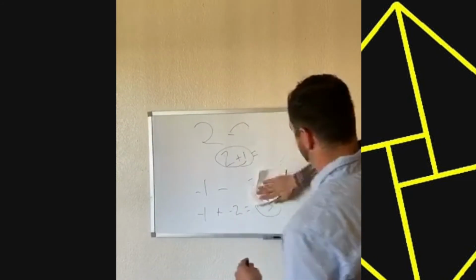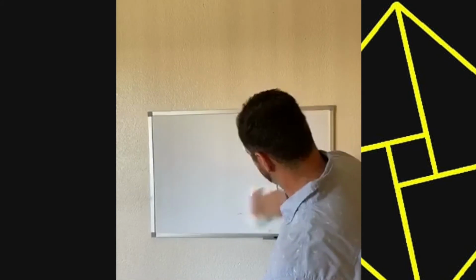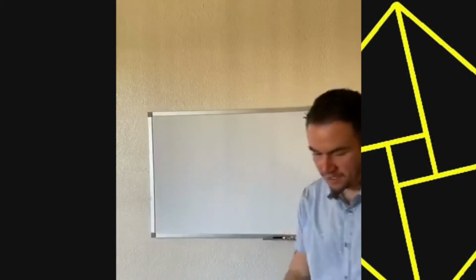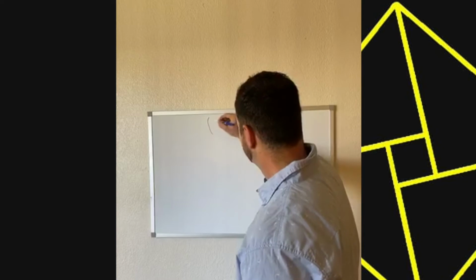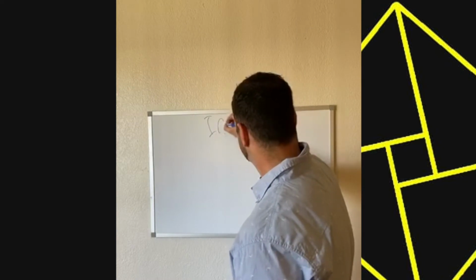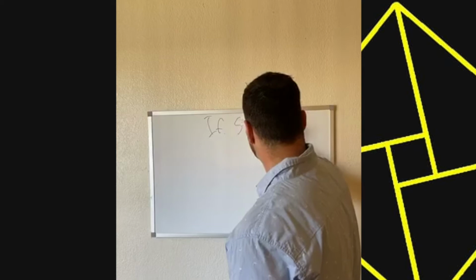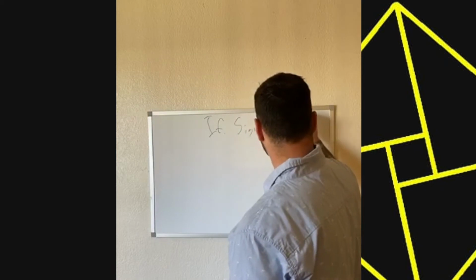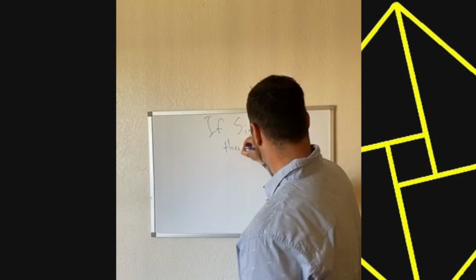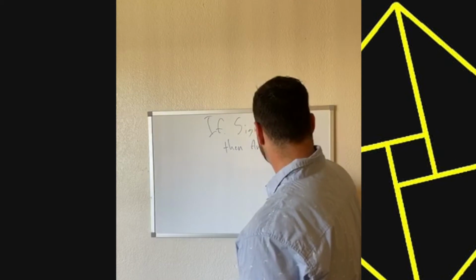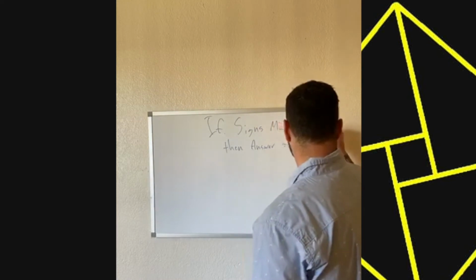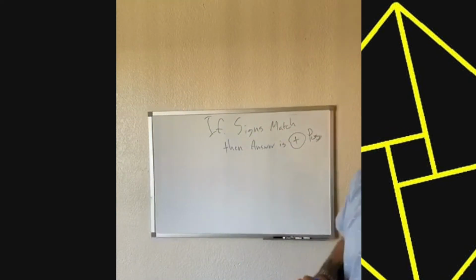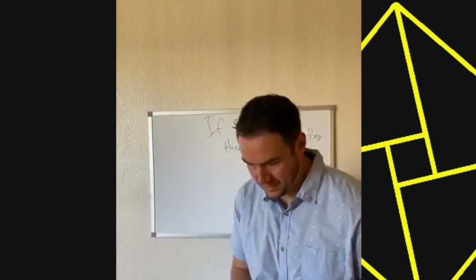So, good news, multiplication and division is super simple. Multiplication and division is even easier than addition and subtraction. Multiplication and division works like this. If signs match, then the answer is positive. Positive. Cool? Now, anybody have a guess as to what happens if signs don't match?